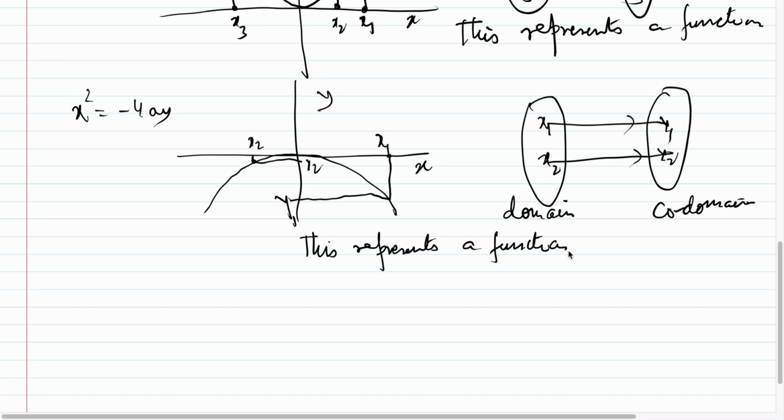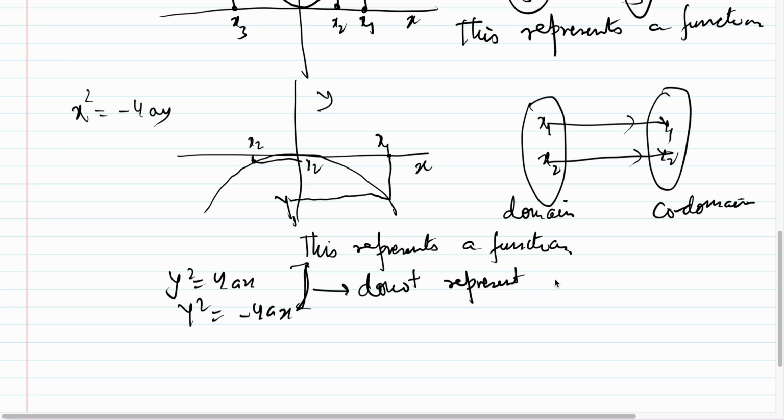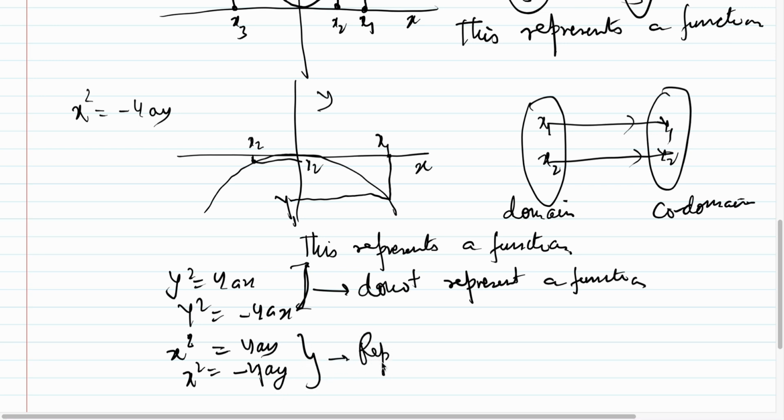So we can see that y square equals to 4ax and y square equals to minus 4ax, these two do not represent a function, while x square equals to 4ay and x square equals to negative 4ay, these two represent a function. Thank you.